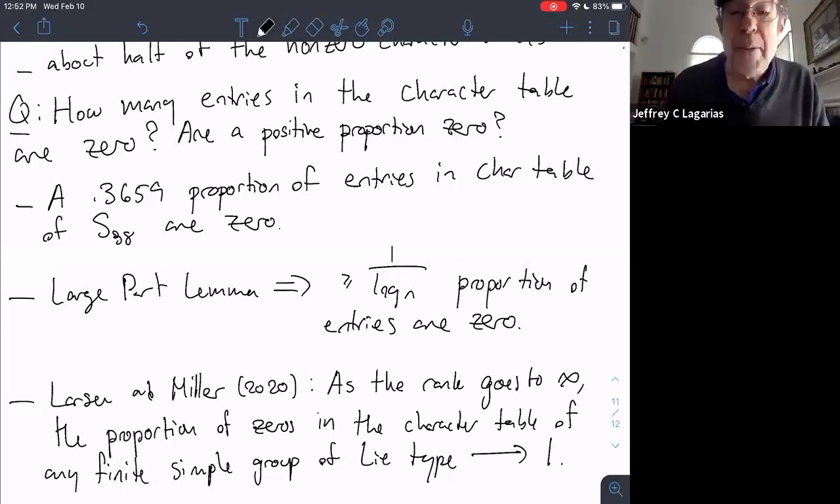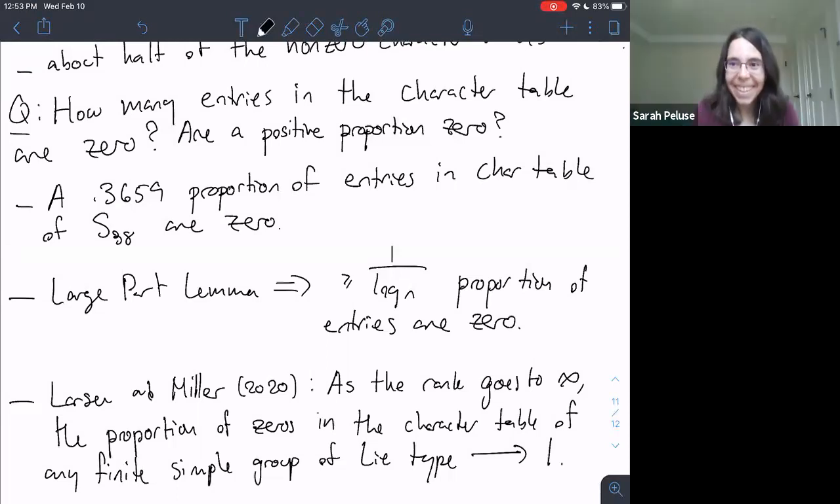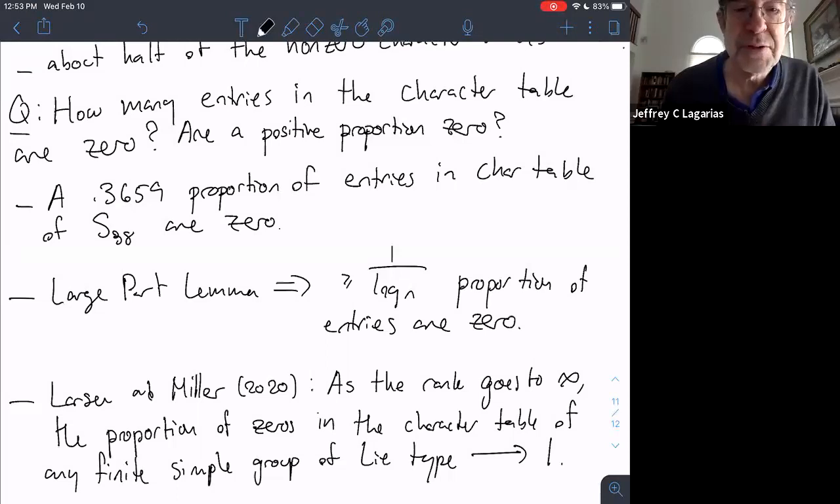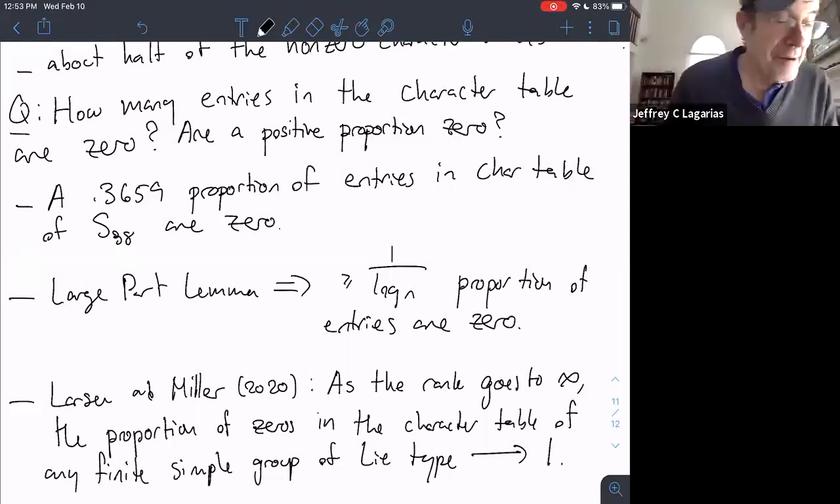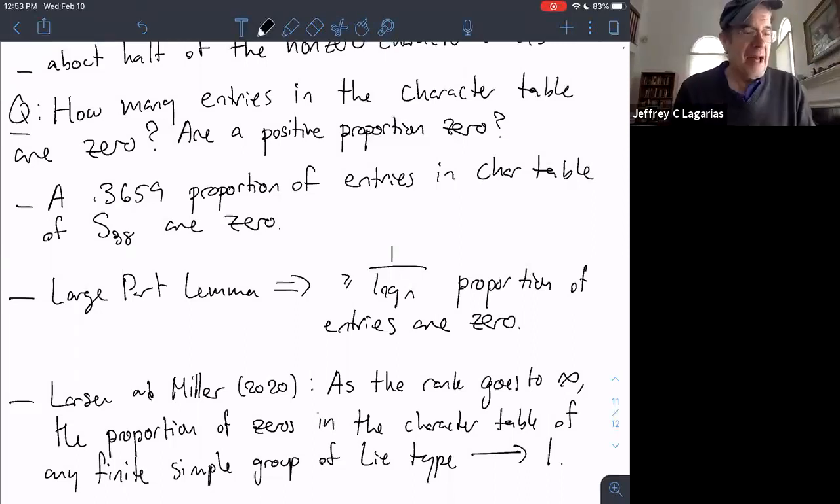I have a comment. It's a numerological comment about S38. 0.3659 is extremely close to 1 over e. Oh yeah. And 1 over e has to do with the derangements of random permutations. So that could be a coincidence or it could be a clue.